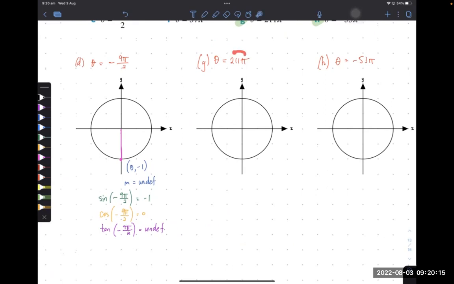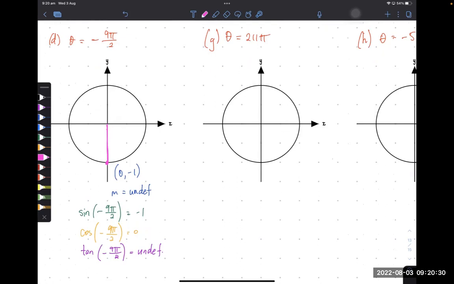Okay. 211 pi. Is this an odd or even pi? Odd. So what did we say about odd and even pi's? Where are they located? Correct. Odd is on the left, even is on the right. Without even trying to rotate, we're not going to sit there and rotate anti-clockwise 211 times. We understand the pattern. We go straight to it. That's where 211 pi is. What's our x, y, and what's our coordinate and our gradient?